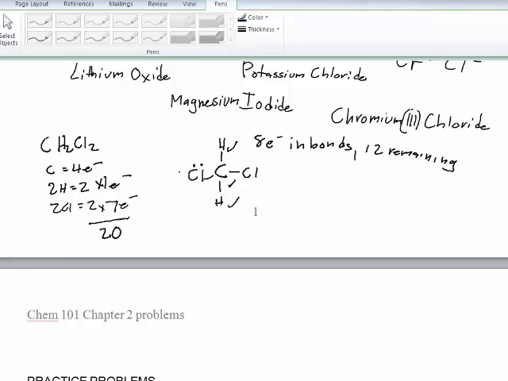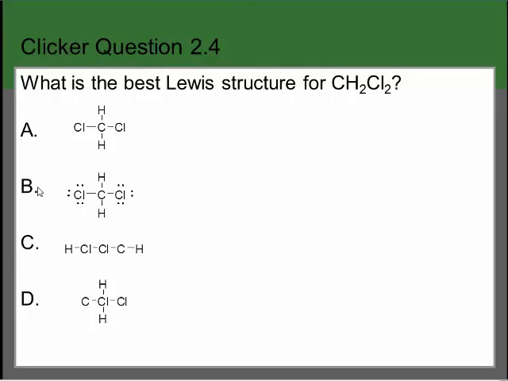So we can give each chlorine 3 lone pairs, and that accounts for 12 electrons. And now the chlorines with 3 lone pairs and a bond will have a full octet. And so that leaves us with the carbon in the middle, 2 hydrogens bound to it, and 2 chlorines bound to it. That means B is the best choice.